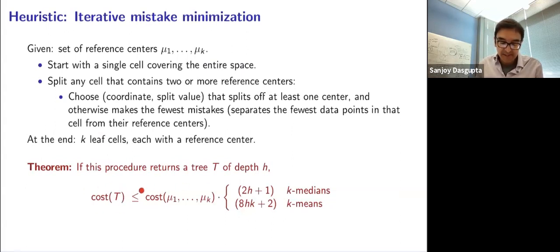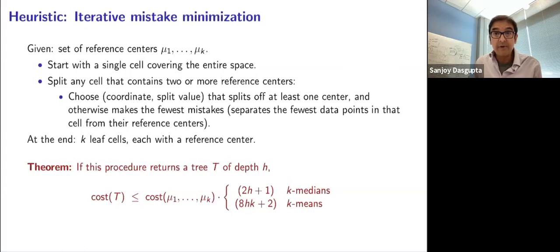It turns out that the cost of the tree can be bounded as follows. It's the cost of the reference clustering times 2h plus 1 in the case of the k-medians cost function, or 8hk plus 2 in the case of the k-means cost function. Here h is the height of the tree, so h is something between log k and k. So in the worst case, the blow-up in k-means cost is by a factor of k squared, regardless of the dimension.